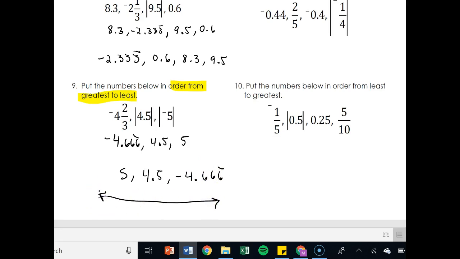I could also double check this by putting everything on a number line, right? Here's my number line. Here's 0. 5's over here. 4.5 would be right in front of it. Negative 4.66 would be over there. And look, this is from least to greatest, but if I do it backwards, 5, 4.5, negative 4.66, that's from greatest to least, which is exactly what we have. So that's our answer right there.